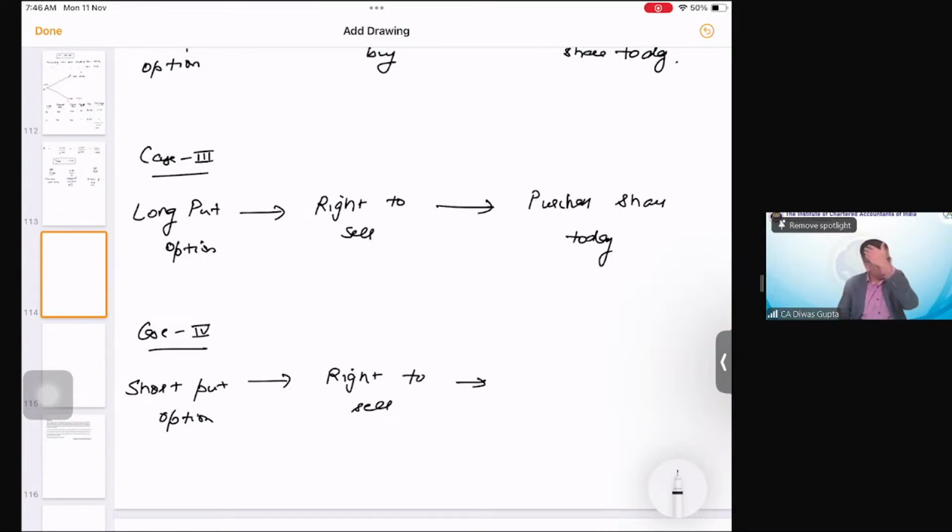If I'm selling the right to sell and tomorrow the option gets exercised, then I have to purchase the share. If I have to purchase the share as on the date of expiry, I will have to invest the present value of money today, the present value of the strike price today. Invest.